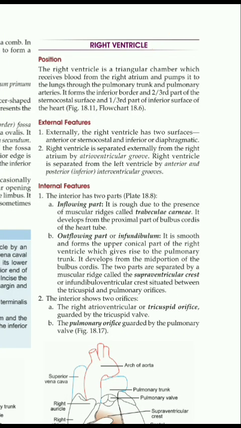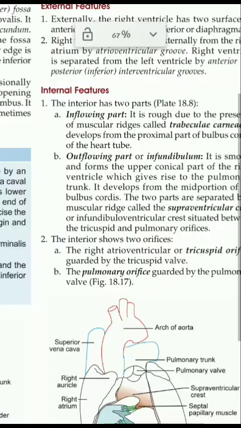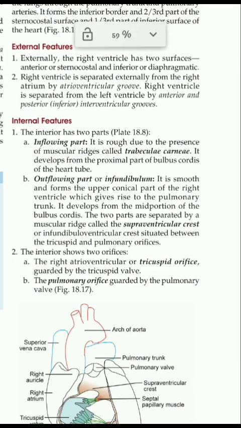If we see the right ventricle, externally it has the sternocostal and inferior diaphragmatic surfaces. The right ventricle is separated externally from the right atrium by the atrioventricular groove, and from the left ventricle by the anterior and posterior interventricular grooves. Internally, its interior is composed of two parts, the inflowing and outflowing parts. The inflowing part is rough due to muscular ridges called trabeculae carneae, and the outflowing part, or infundibulum, is smooth and forms the upper conical part of the right ventricle, which gives rise to the pulmonary trunk. It develops from the mid portion of the bulbus cordis.